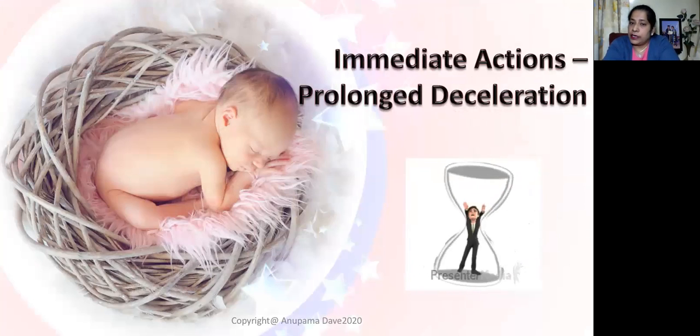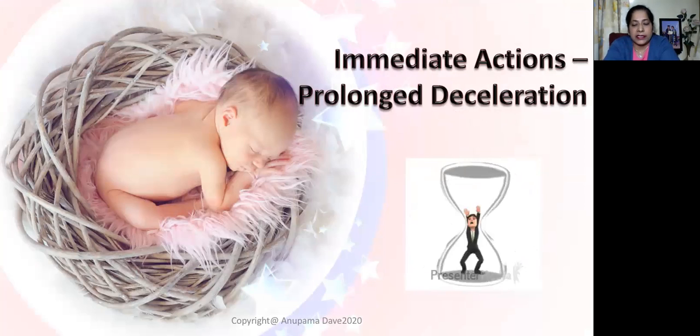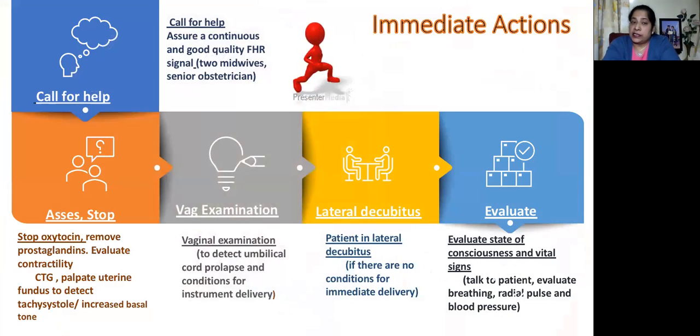Now let us see what immediate action needs to be done if you have identified a prolonged deceleration. First and foremost thing is call for help. Call 2 midwives, call a senior obstetrician. Assure that there is a continuous and good quality fetal heart rate signal. Then assess the situation, palpate the fundus, or look at the CTG for any hypercontractility.